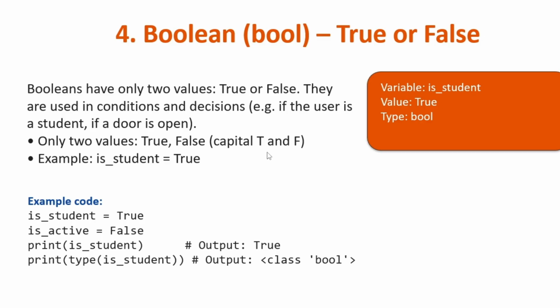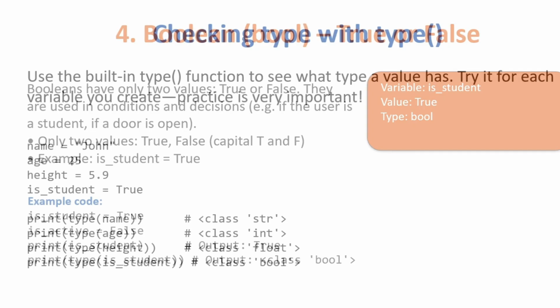Most important thing you need to remember here, the T and F should be capital. For example, is student equal to True means that the user is a student. If the user is not a student, you can write is student equal to False, and so on. In this way you can use Boolean variables and their values. So is student is True, is active is equal to False. When you print is student, you will get the output as True. When you print type of is student, you will get the output class bool, because you have used the values True and False. So the data type for this variable is Boolean, which is the bool class.